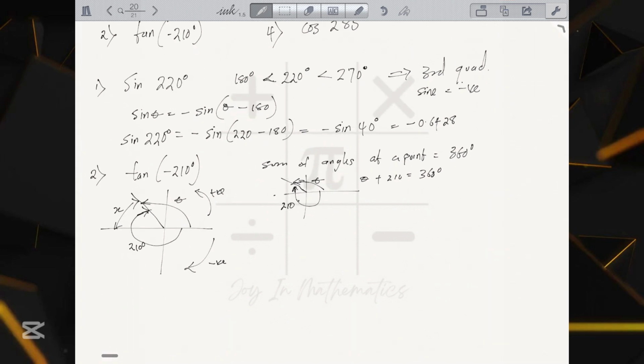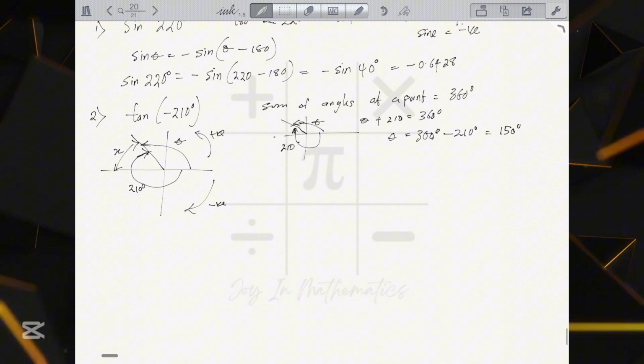So whenever we have tan minus 210 degrees, or maybe sine, cos or tan of a negative angle, all we have to do is evaluate theta, and from there we're able to pinpoint which quadrant theta falls into. So let's evaluate theta now. Theta here will be equal to what? 360 degrees minus 210 degrees. So 360 minus 210 is equal to 150 degrees.